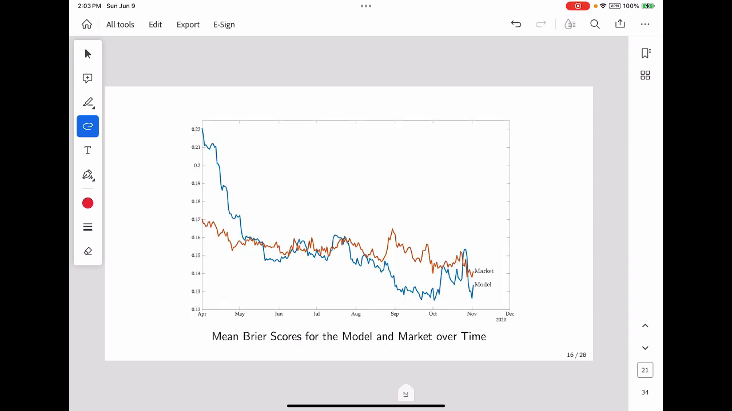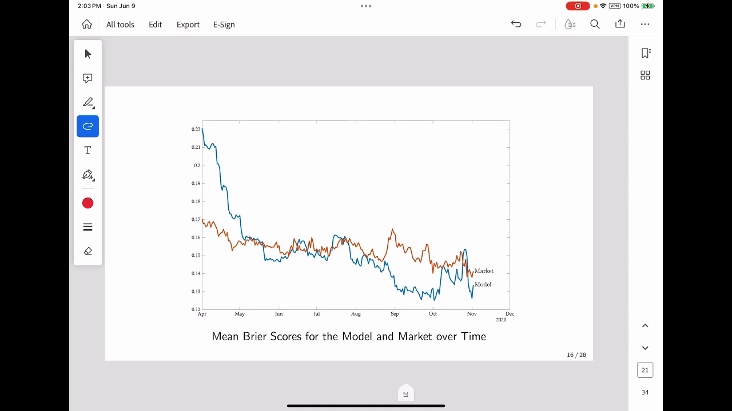Now, if we do that, you can see first the time series. You can see that the Brier score for the market, shown in red, was quite a bit lower at the beginning of the period, compared to the Brier score for the model, which is shown in blue. Over time, they converge, and then towards the end of the period, you see that the Brier score for the market, shown in red, exceeds that of the model. So the model is forecasting better towards the end of the period.